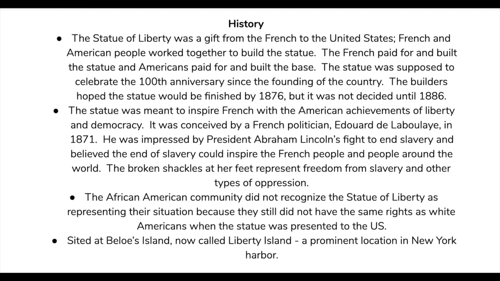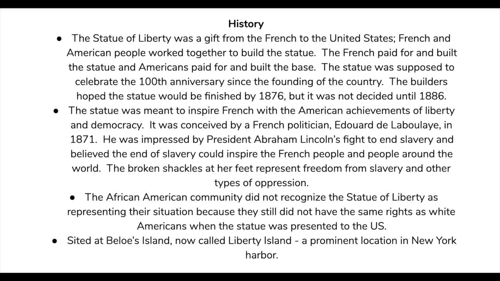The statue was supposed to celebrate the 100th anniversary since the founding of the country. The builders hoped the statue would be finished by 1876, but it was not finished until 1886. The statue was meant to inspire the French with the American achievements of liberty and democracy. It was conceived by a French politician, Edouard de Laboulaye, in 1871. He was impressed by President Abraham Lincoln's fight to end slavery and believed the end of slavery could inspire the French people and people around the world.